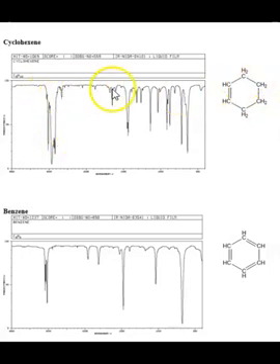Some of these little ones are not so significant. That doesn't really tell us much, okay? And perhaps this one does, and that looks like it's around the 1500, and that would be the alkenes. Just another example of how to compare two spectra for two different substances.